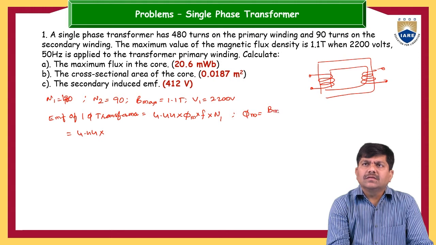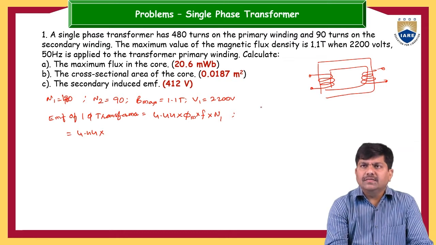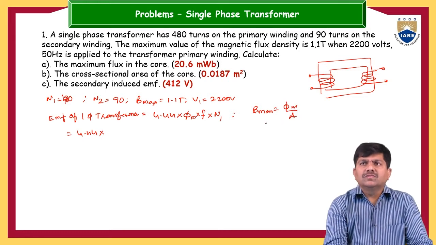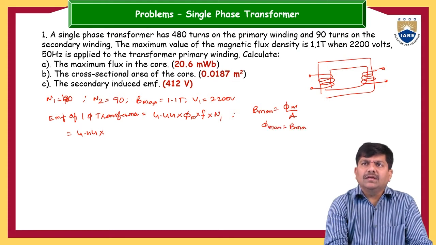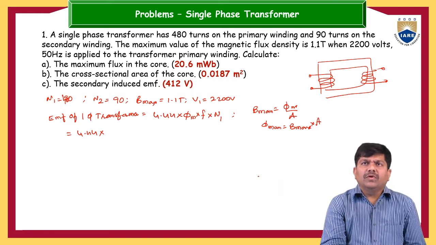related to B max. The maximum flux density B max is phi max to the area, that is, maximum flux to the area. So phi max is B max into A. This is the formula we are going to use.